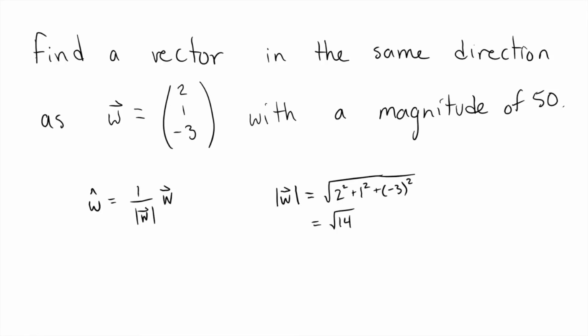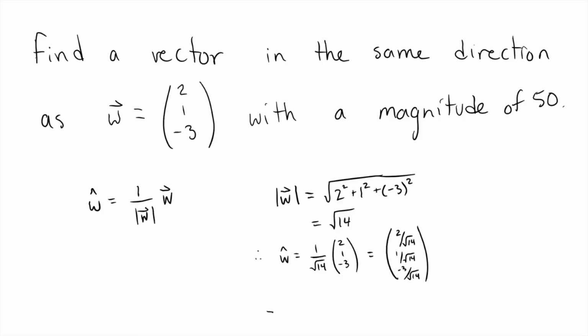A quick calculation for the magnitude of W tells me that the magnitude is √14. So therefore, a unit vector in the direction of W can be represented as 1 over √14 times 2, 1, -3. Which I could rewrite if I wanted to as 2 over √14, 1 over √14, and -3 over √14. But of course, that vector is a unit vector, so it has a magnitude of 1. I want one that has a magnitude of 50.